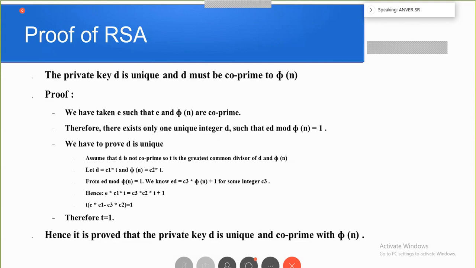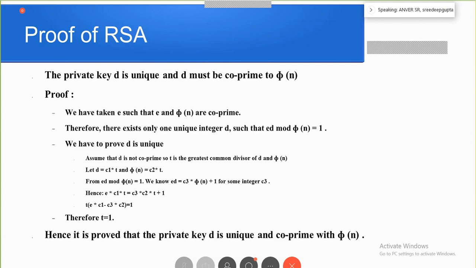That is C3 into phi of n plus 1, this C3, and phi of n is C2 into t plus 1. So we can take the first term to the left side, so t is common: t into (e into C1 minus C3 into C2) is equal to t, so equal to 1. So the product is 1, that means these are all integers, so both are 1. So t is also 1, and hence it is proved that the GCD is 1, meaning they are co-prime. That is, our assumption is not correct.